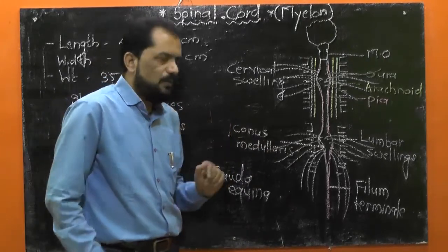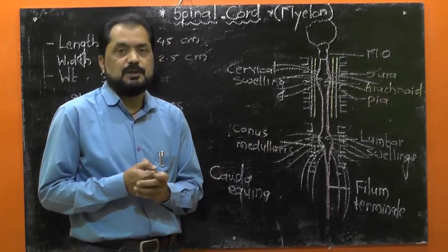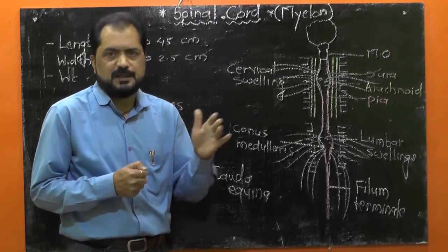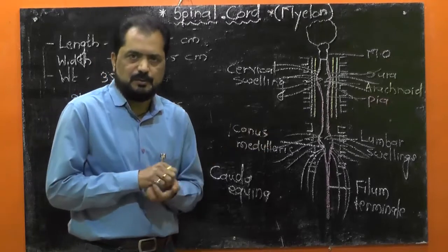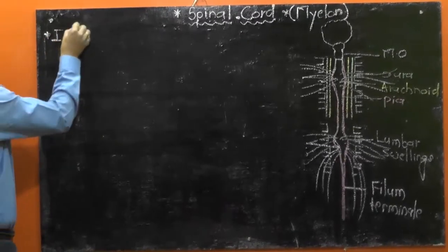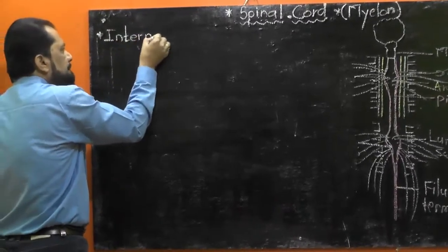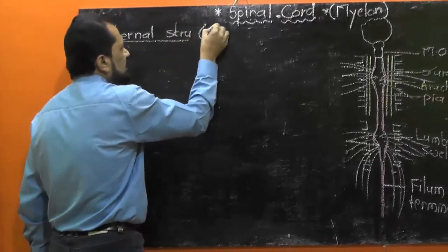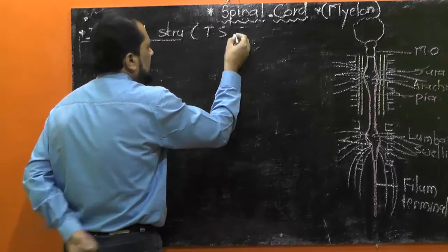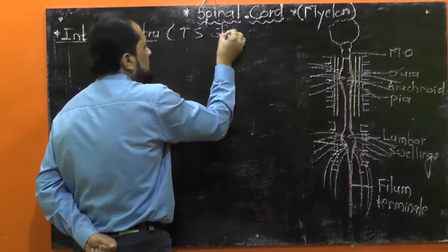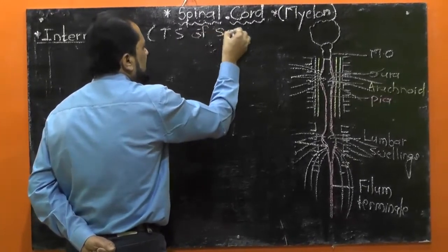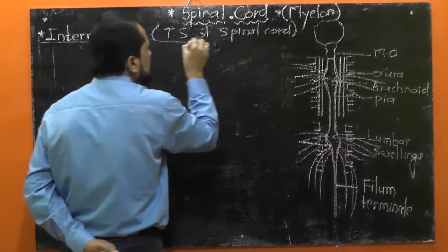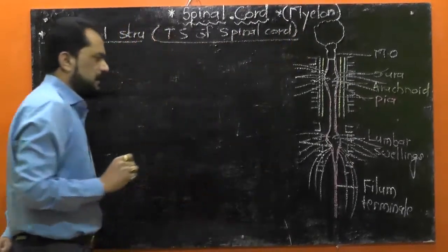Okay. Now we have to understand the internal structure, that is the T.S. of spinal cord. So let us talk about it. Internal structure of spinal cord is nothing but the TS, the transverse section of spinal cord. I am going to explain it here by drawing a suitable diagram.